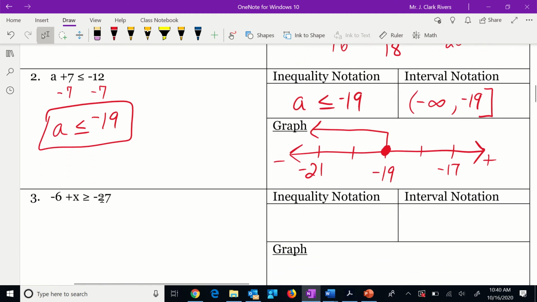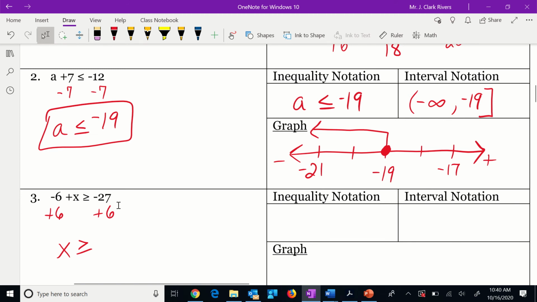Negative 6 plus x is greater than or equal to negative 27. All right? We're trying to get x isolated. What is the inverse of negative 6? The inverse of negative 6 is positive 6. So we're going to add 6 to both sides. Plus 6 and plus 6. Negative 6 plus 6 is 0. We're left with just x on the left-hand side. It's greater than or equal to negative 27 plus 6.